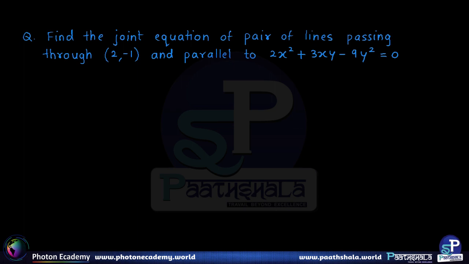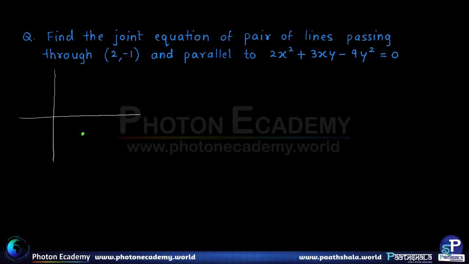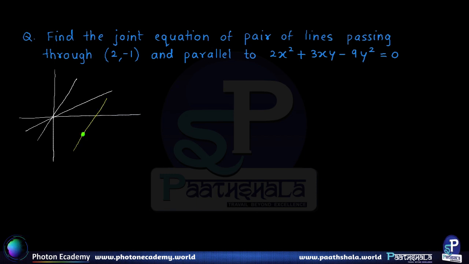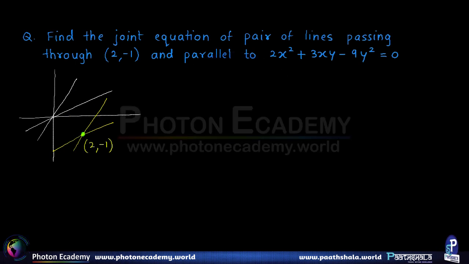So if you want to roughly draw a sketch of how the lines might be looking like, the point (2, -1) will be somewhere here. Now the given pair can be represented as some pair of lines passing through origin. Now we want the pair of lines which are parallel to this given pair, so therefore I am drawing them parallel, right? So this line is parallel to this and this line is parallel to this, likewise, and the point is (2, -1), right?